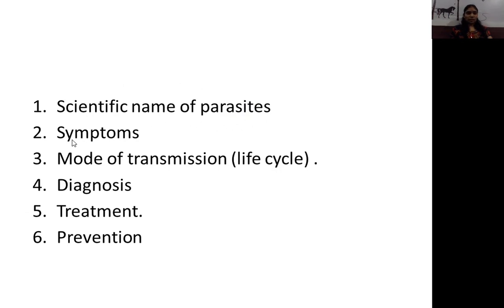Next is the symptoms. When the parasite enters the human body, the body shows some physical or mental features, and those features are called the symptoms. Third is the mode of transmission, or way of transmission, and in that we should also explain the life cycle of that parasite if necessary. Fourth is the diagnosis, fifth is treatment, and the last one is prevention. If you write these 6 points for any disease, then you get all the marks.